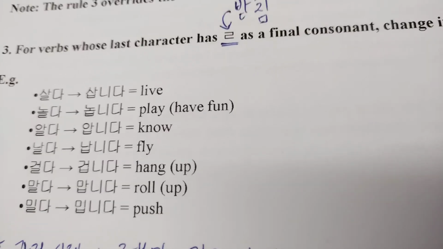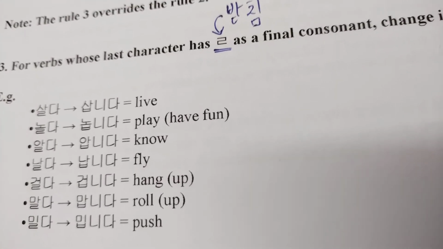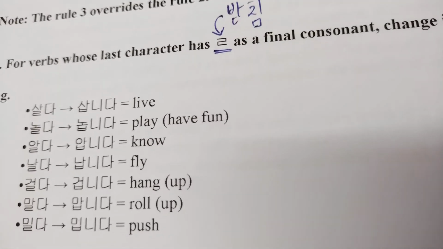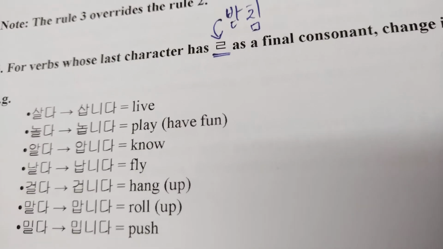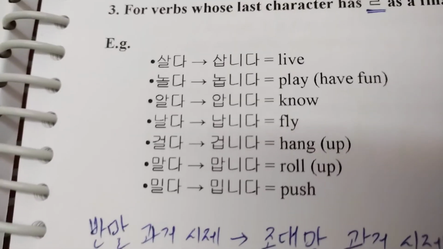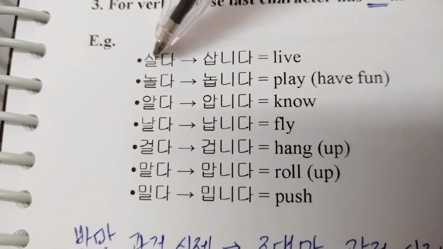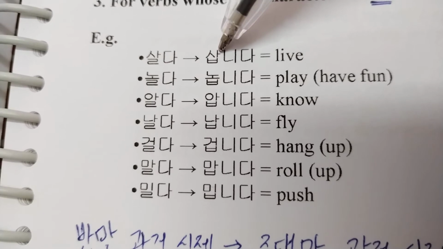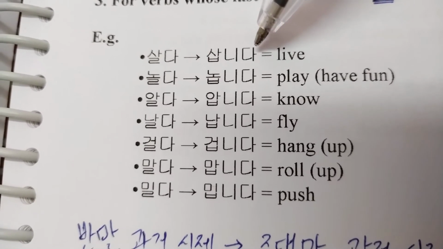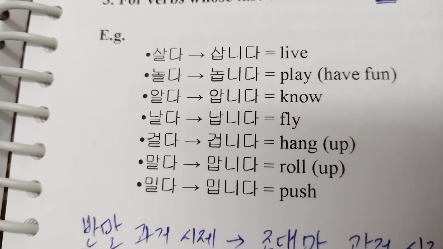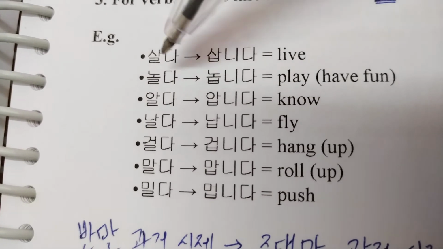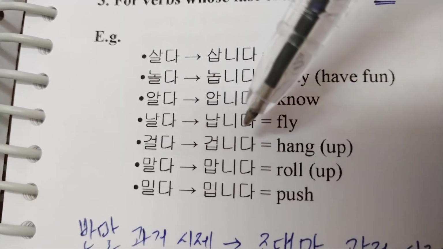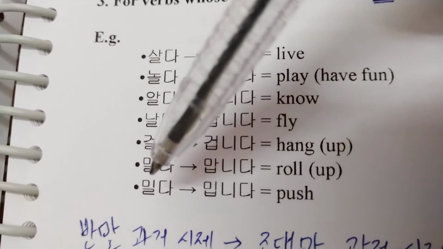So we are learning an exception to the second rule that we learned, those 동사 with 받침 ㄹ. So suppose the 받침 is ㄹ. In that case, you would change the ㄹ to ㅂ, as we saw in our first rule, and of course add 니다 at the end. That is 살다. If you see 살다 here, the ㄹ coming as 받침 here changes to ㅂ, and in the place of 다, you're substituting it with 니다. So it is a mixture of the first and second rule. 살다, 삽니다. 놀다, 놉니다. 알다, 압니다. 날다, 납니다. 걸다, 겁니다. 말다, 맙니다. 밀다, 밉니다.